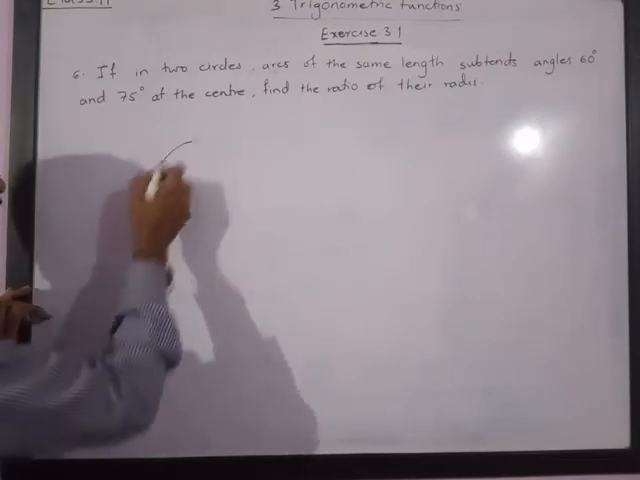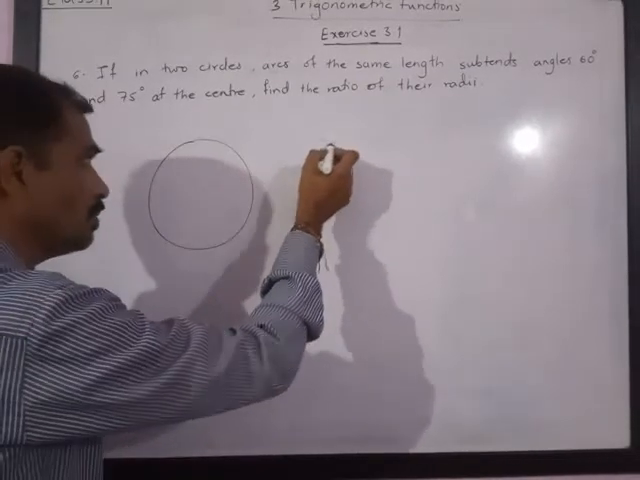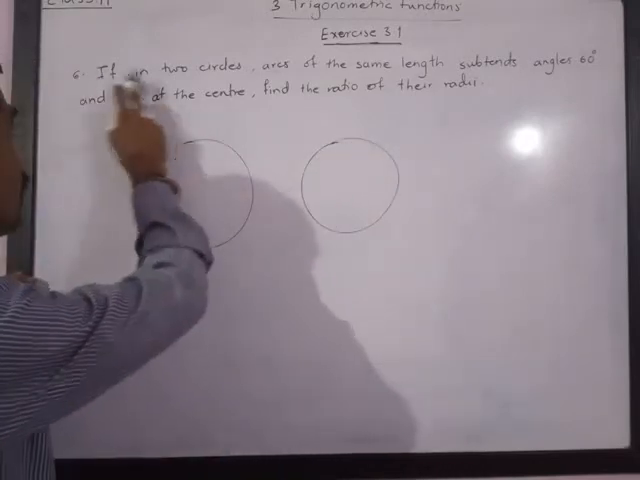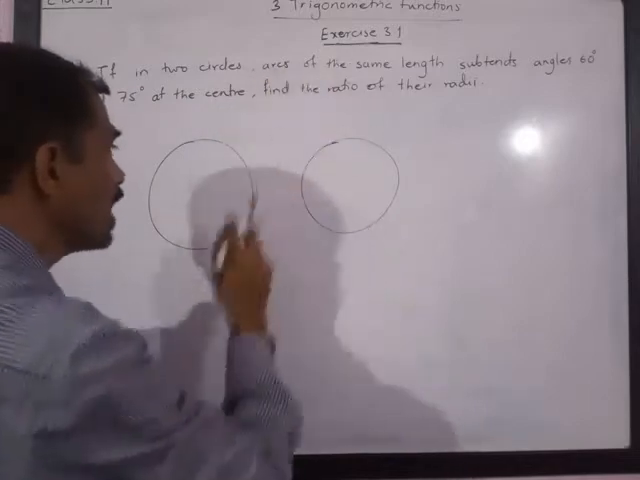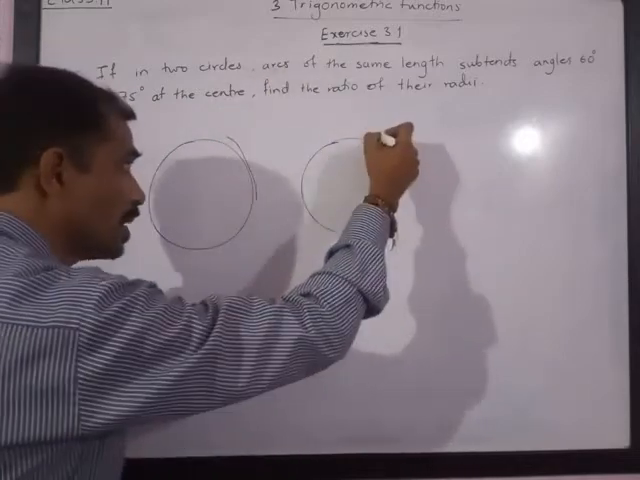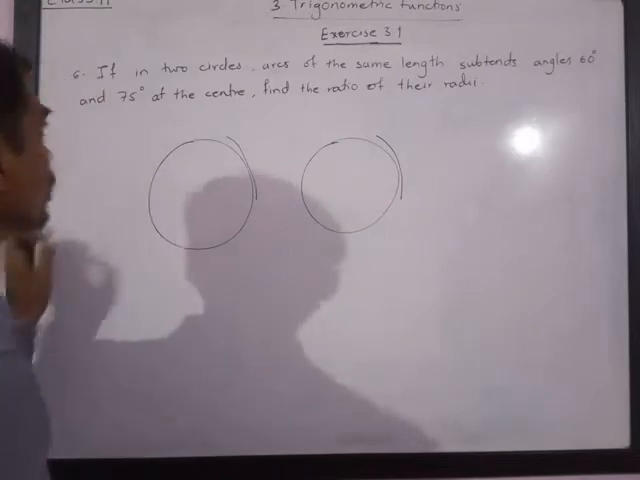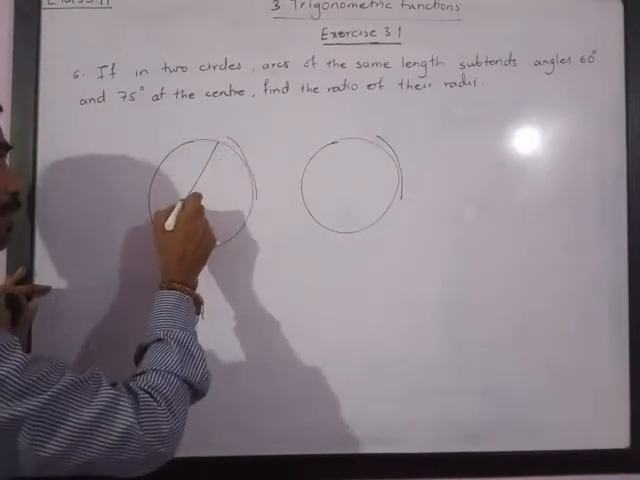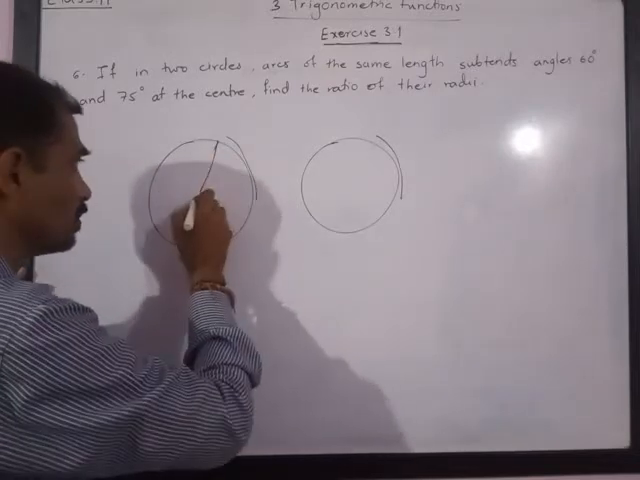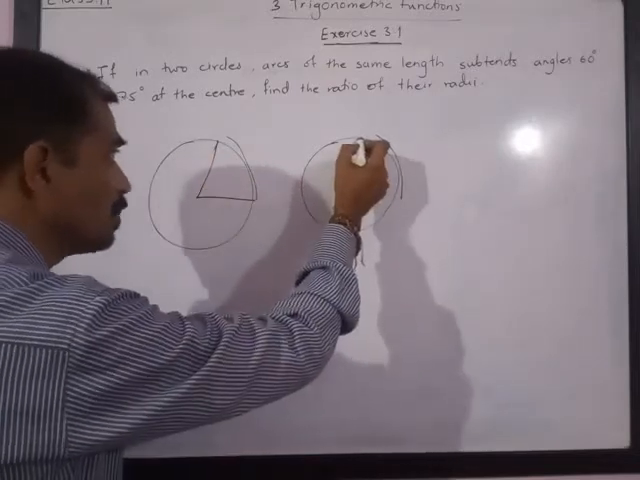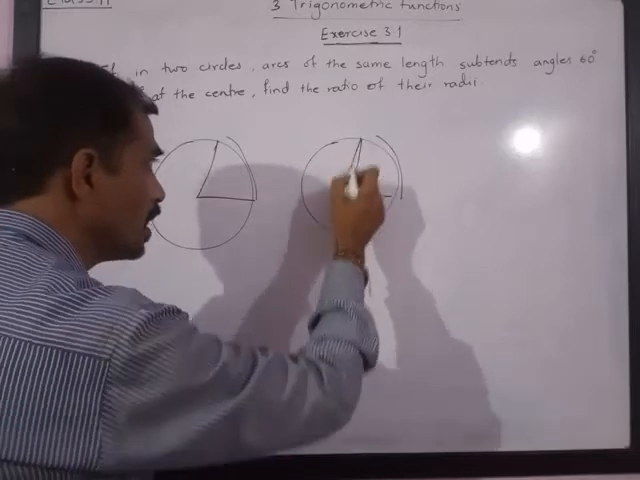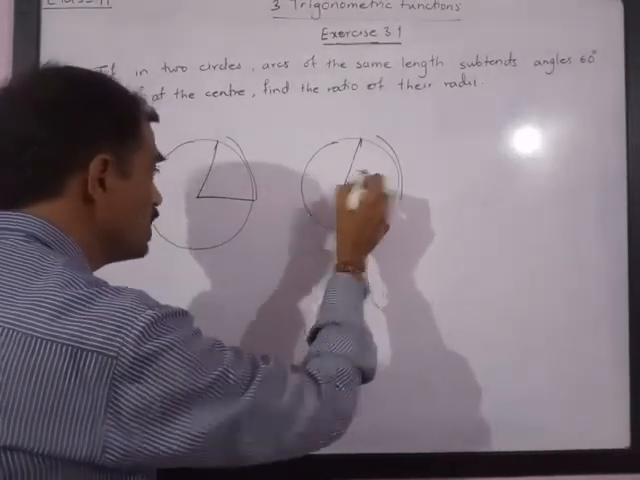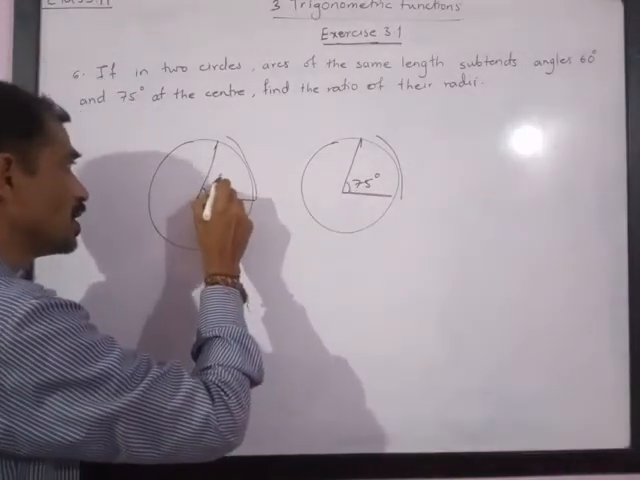There are two circles. This is one circle. This is another circle. Now, if in two circles the arcs are of the same length, the length of the arc is the same, and this subtends 60 degrees at the center, and this subtends a little larger angle, 75 degrees.